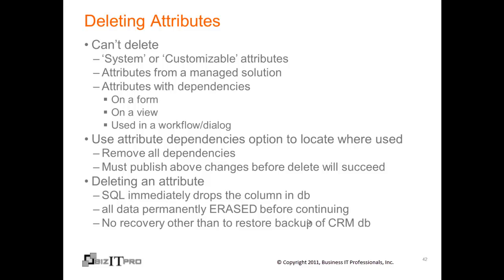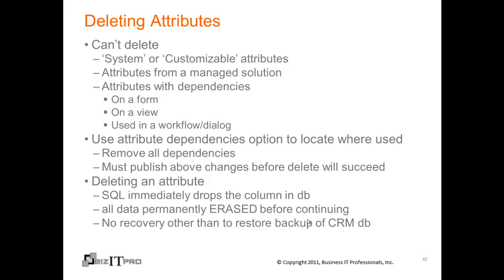Finally, any attribute that has a dependency, in other words, if it's still being used in a form or a view, or if it's used in a workflow or dialogue, then it has a dependency that will prevent you from being able to delete it. You can use the attribute dependency options to locate where a particular attribute is used. Remove the dependencies, but you must publish all the above changes before you will be able to delete the attribute, because publishing does actually remove it from the forms that the end users are seeing.